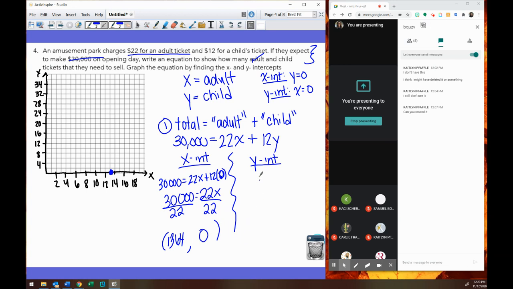If I plug in a 0 and do 30,000 times 22 times 0, the reason I plug 0 in is because it just cancels out. I don't even have to worry about it. So when you're finding your y-intercept, your whole x term cancels out and goes away. So then what does your equation turn into? You drop that whole middle part out because 22 times 0 goes away. You get 30,000 equal to 12y.